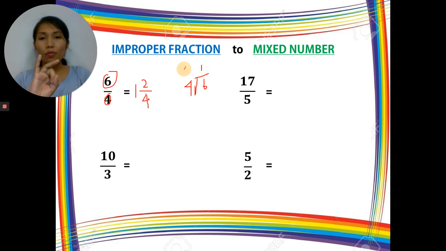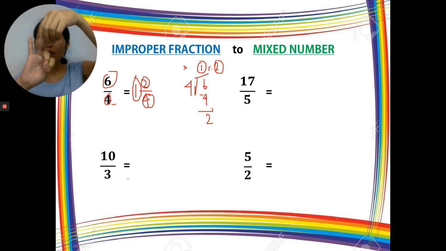If we divide it like this, 6 divided by 4, then it's 1. 1 times 4 equals 4. 6 minus 4 equals 2. So the answer is 1, remainder 2. So here that is our whole number, and this is our numerator. Whole number, numerator. And then copy the denominator from the given. Okay, how about 10/3?